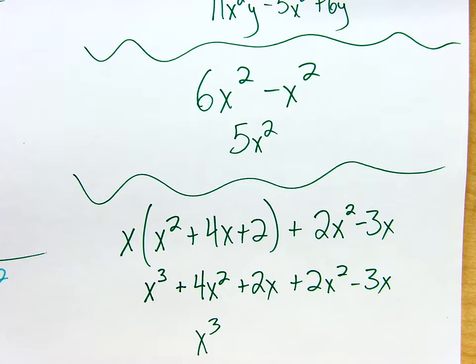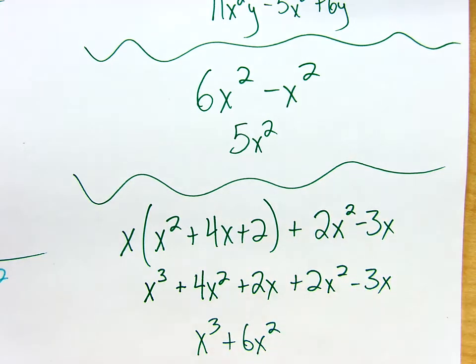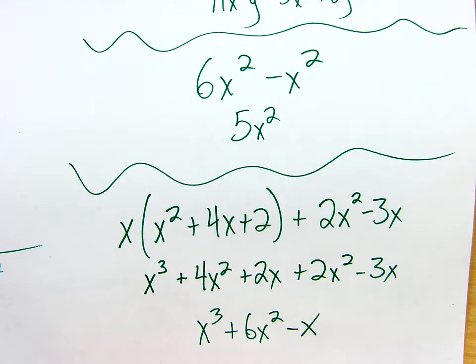And then go down to x squared. What do you get when you combine all the x squareds? Plus 6x squared. Go down to just the x's. Minus x. Yep, negative 1x, or just negative x. And I'm done, right? I combine them all, and I can't go any further, so I'm done. Pretty easy?